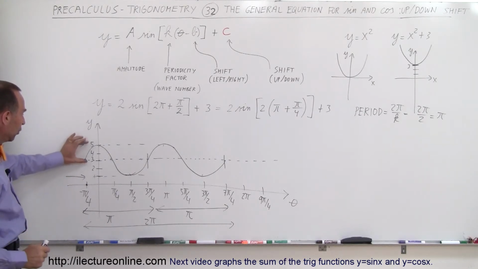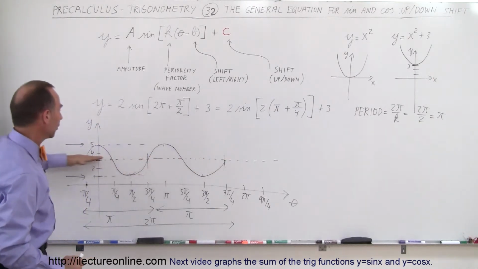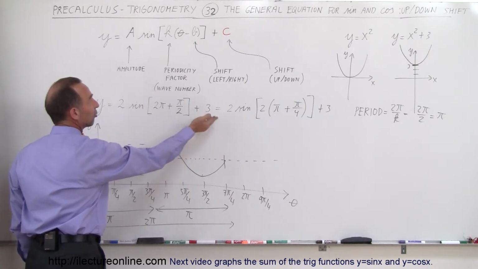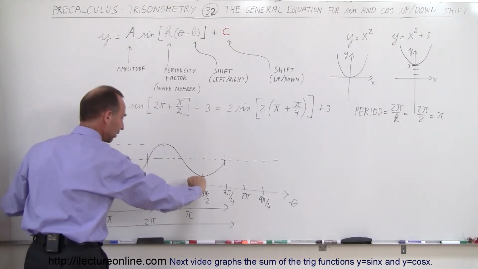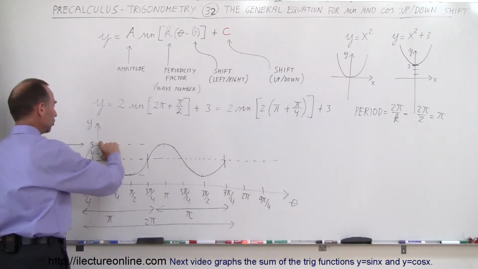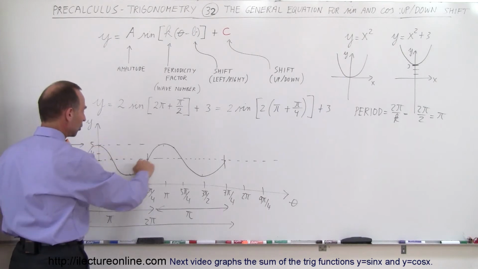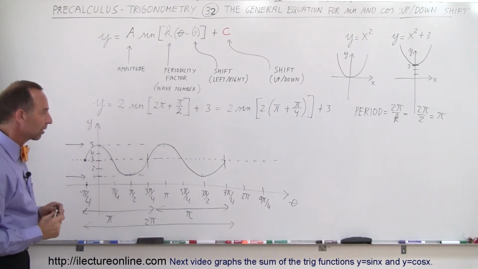We have the amplitude, 2 above and 2 below the average position of the sine function. The average position of the sine function is given by the shift up. In this case, it's +3, so it's shifted up from the horizontal axis 3 units. 2 units above and 2 units below for the amplitude. The k means there's 2 complete sections of the sine wave in a 2 pi portion on the horizontal axis.